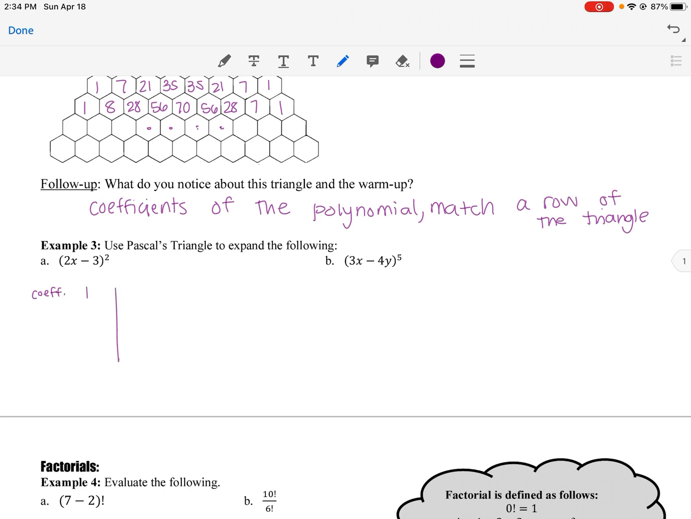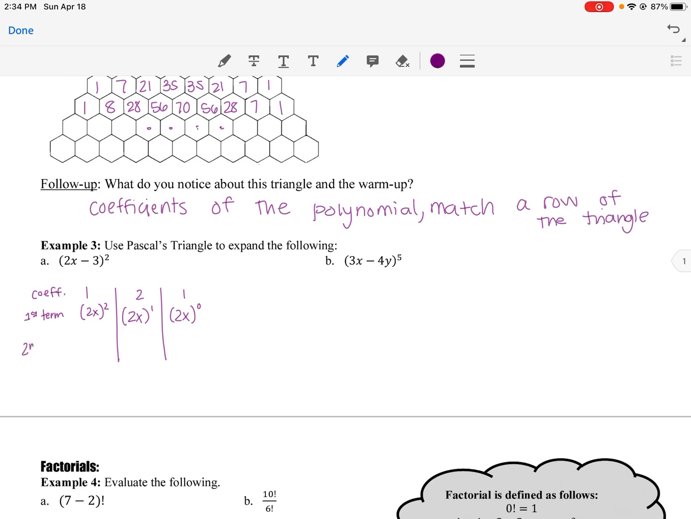We got 1. I'm going to draw a line down, 2, and then 1. So now we're going to look at the first term. So 2x to the power of 2, and then we descend. So this is raised to the first power. This is raised to the 0 power.